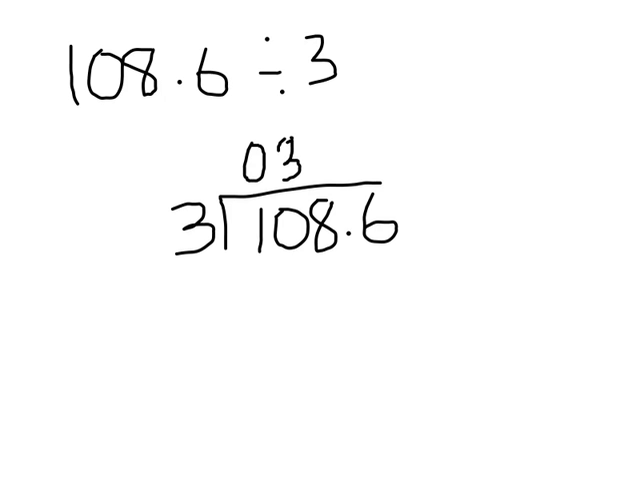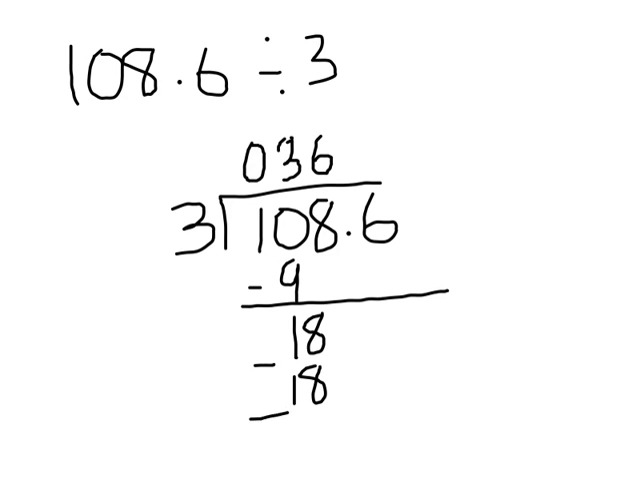Now, 3 times 3 is 9, so I'm going to do that and then subtract. 10 minus 9 is 1, and then I'm going to bring down my 8. Now I'm asking myself, how many times does 3 go into 18? And I know it goes in evenly 6 times. 3 times 6 is 18. I'm left with 0. Now I'm not quite finished because I still have this 0.6 I have to do.